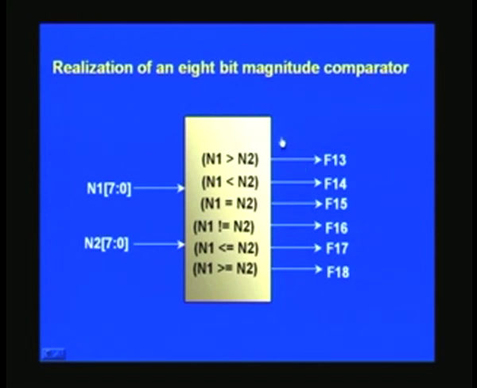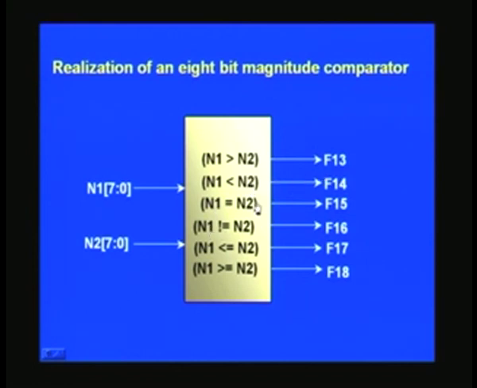Before we close this session, we will see how to make a magnitude comparator. Let us say we have two 8-bit numbers n1 and n2, and if n1 is greater than n2, you want one output, and you can just label them. When we show the program, we will be using the very same nomenclature, and these are all other possibilities. Suppose you want n1 less than n2, then activate this output and so on.